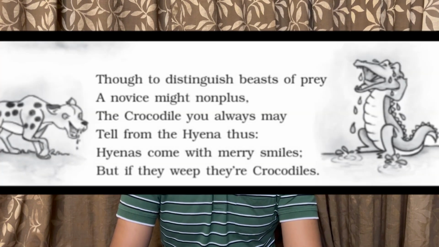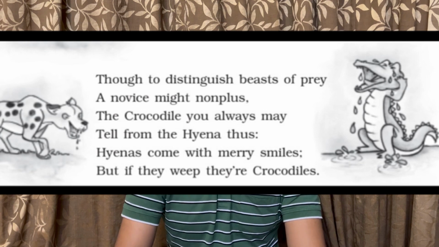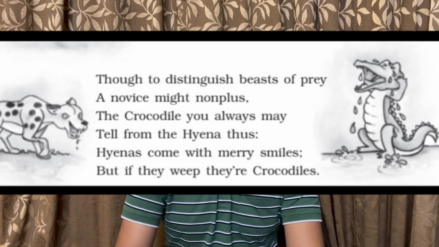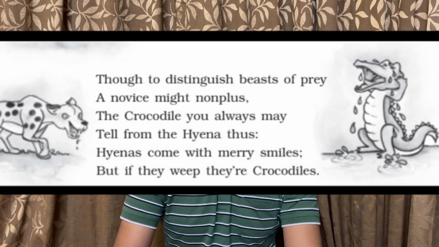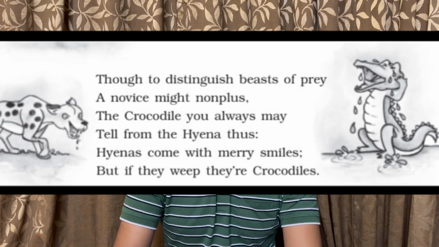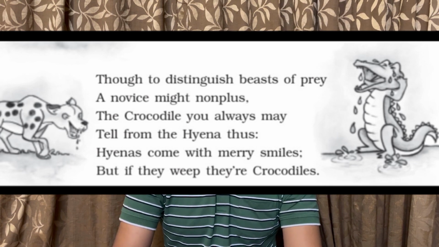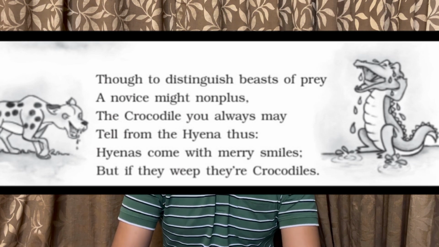Now, the next stanza. Though to distinguish beasts of prey, a novice might nonplus. The crocodile you always may tell from the hyena thus. Hyenas come with merry smiles, but if they weep, they are crocodiles. Yet again, the poet is being very funny and humorous in this stanza as well. Here she is telling us how to differentiate between different wild animals. Here she is talking about two different animals.